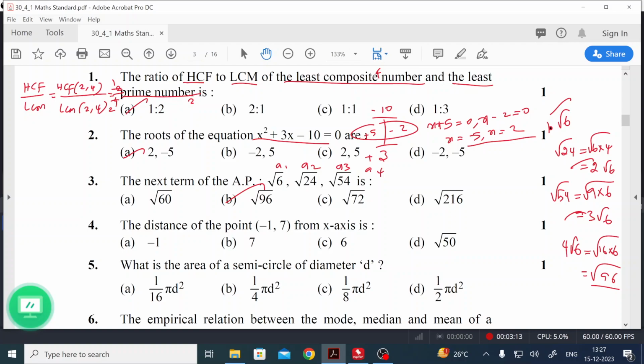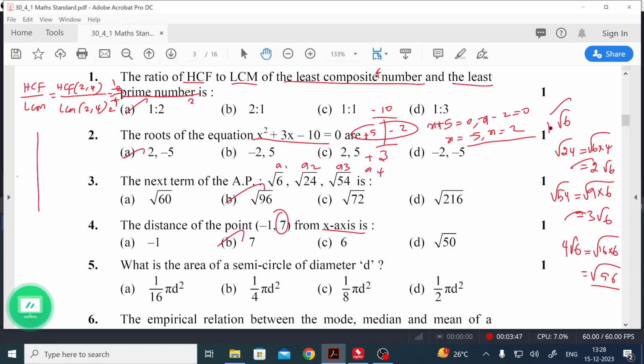Right. Next, distance of the point from the x-axis. I told you in the last video, if one point is given and they are asking the distance from the x-axis, take the y coordinate. You understand? Opposite we have to do. If they are asking from the x-axis, you take the y coordinate. From the y-axis if they are asking, take the x coordinate. Here what are they asking? X-axis. Then take the y coordinate. That is your answer.